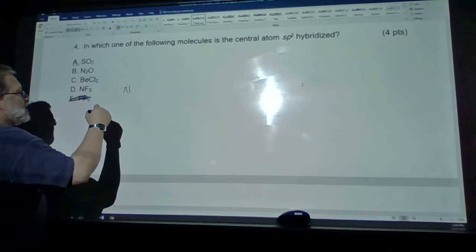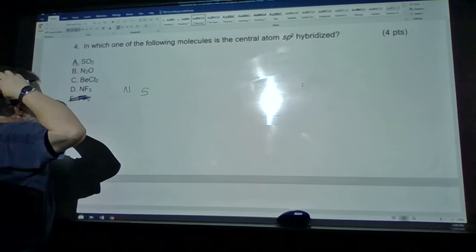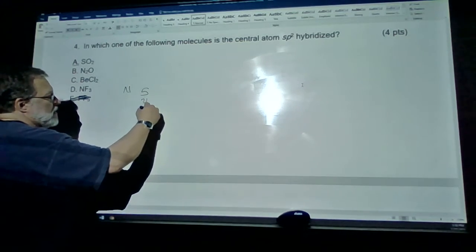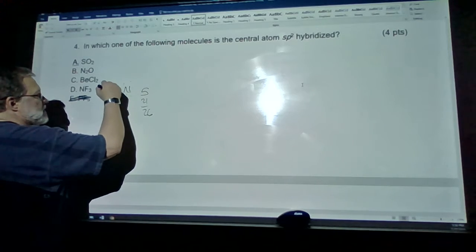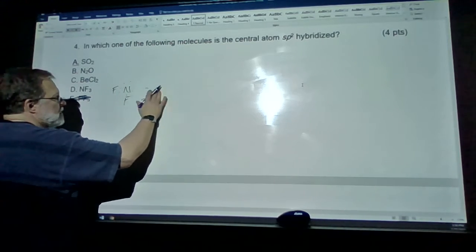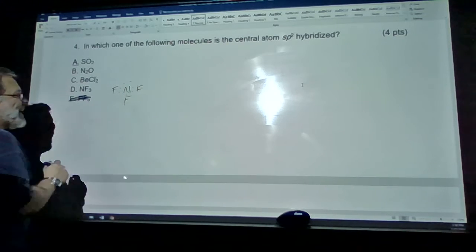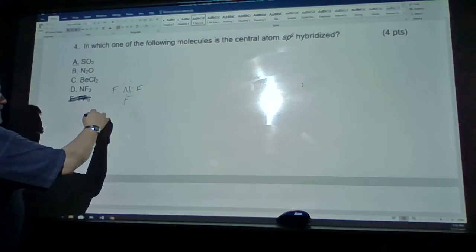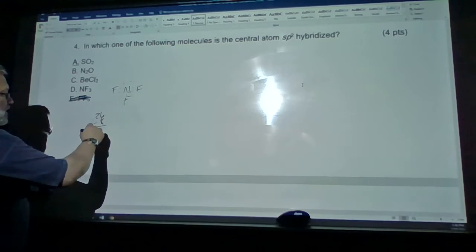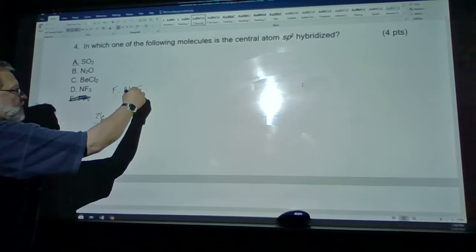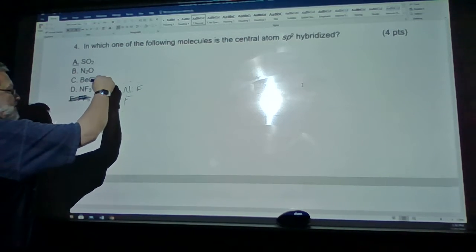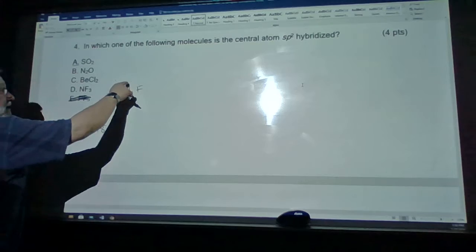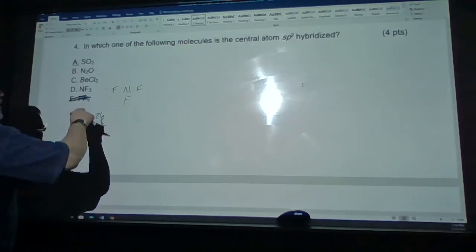NF3: 5 valence electrons from nitrogen, 7 from fluorine. 7 times 3 is 21. 26 total. 1, 2, 3, 4, 5, 6, 7, 8. Fluorine, that is 8 of our 26. 26 minus 8 is 18. 1, 2, 3, 4, 5, 6, 7, 8, 9, 10, 11, 12, 13, 14, 15, 16, 17, 18. That nitrogen has 3 things bonded to it, 3 fluorines and 1 lone pair. That doesn't work.